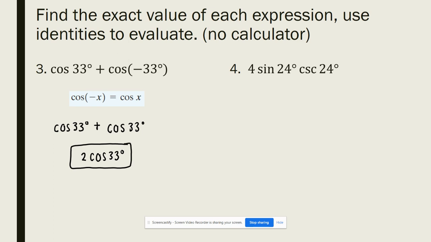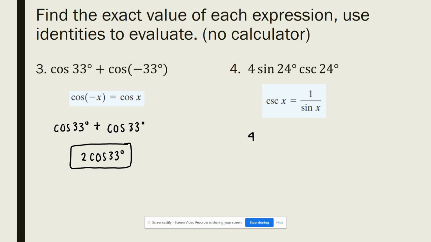In the last one, we have 4 times the sine of 24 degrees times the cosecant of 24 degrees. With the two trig functions that I see, sine and cosecant, there's a relationship there. If you look at your reciprocal identities, they are connected. Cosecant is the same thing as 1 over sine, or sine is the same thing as 1 over cosecant. So you could use either one of those, but we have reciprocals.